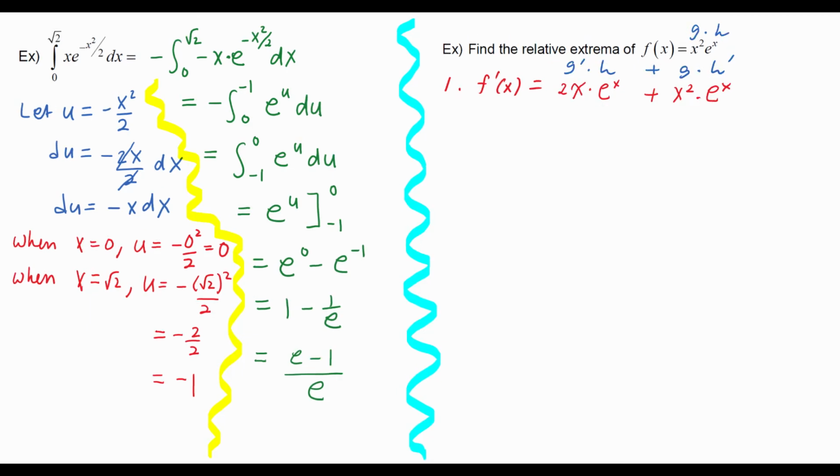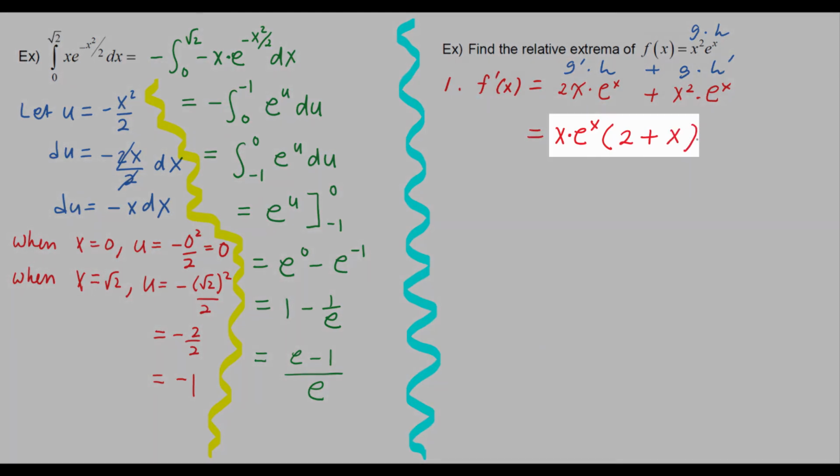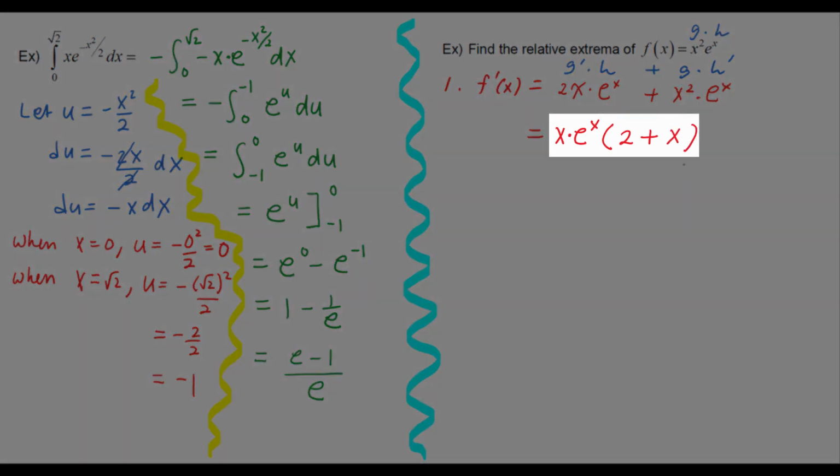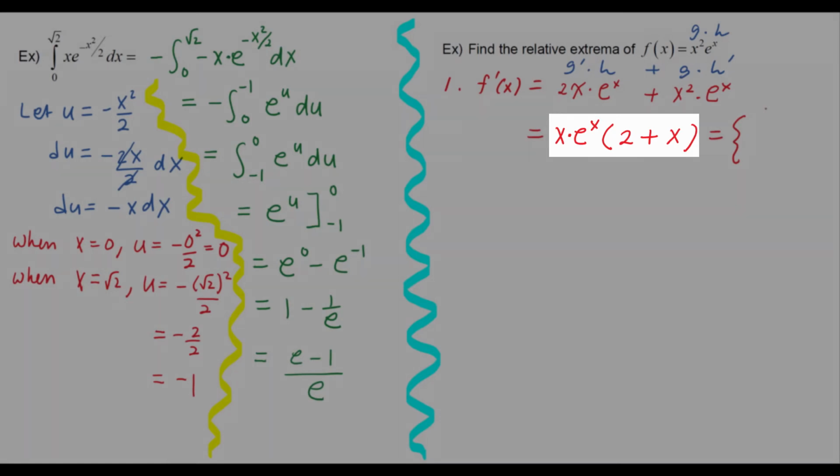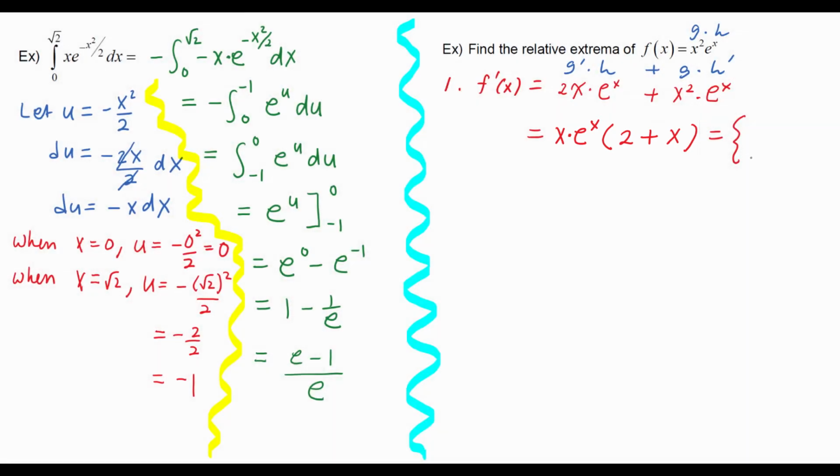To find the critical number, I'm going to factor this, and common factor is x and e to the x. Open. First term is 2. And from the second term, I'm only gonna get x there. And this is defined for all real numbers. So you are only gonna get the critical numbers by setting it equal to 0, because this is never undefined.